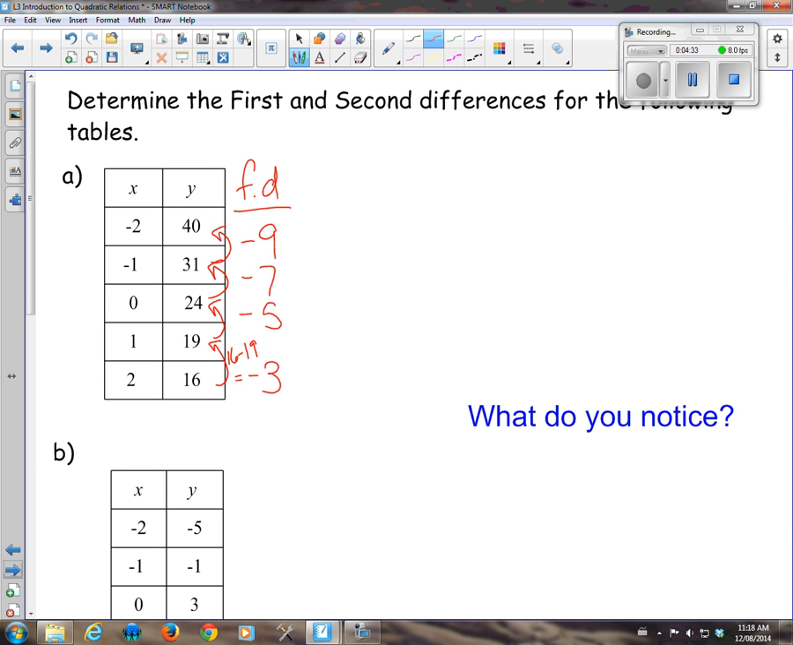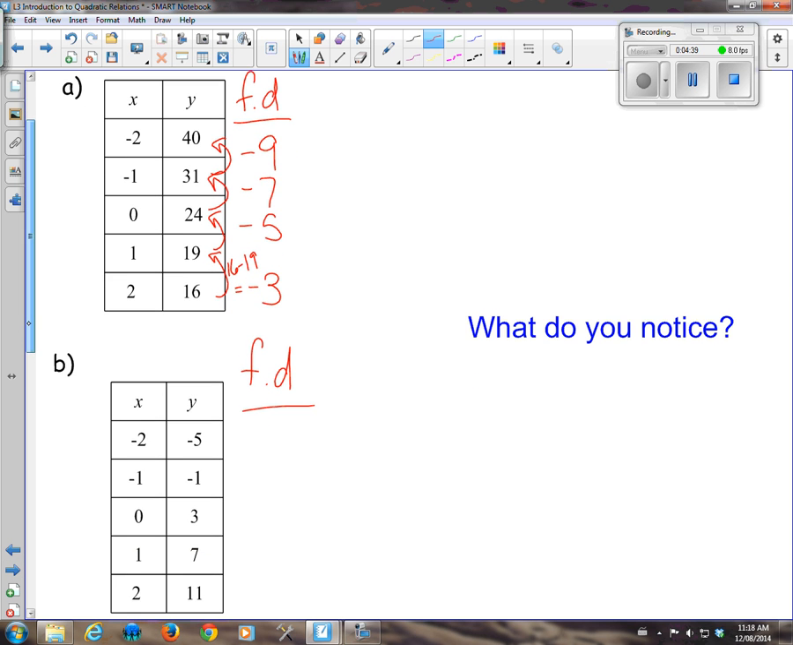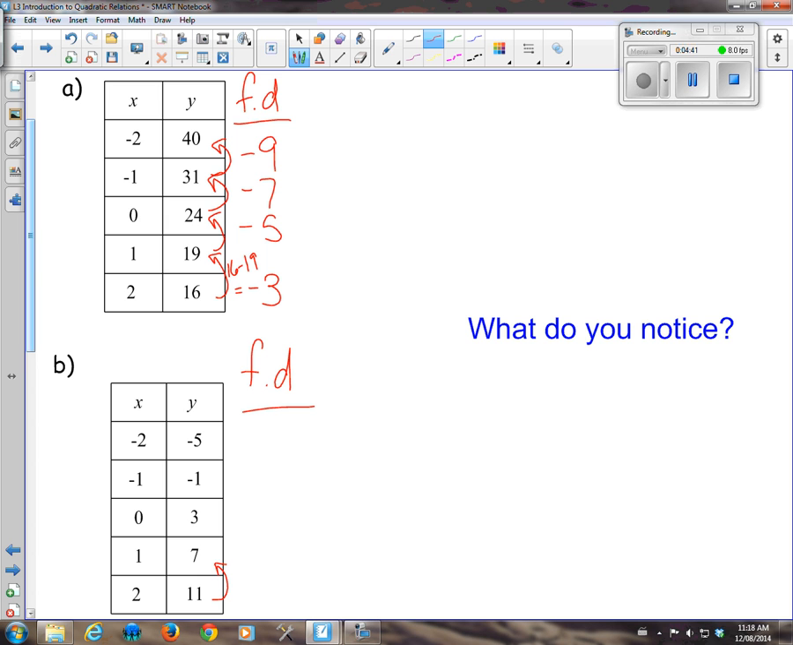And I can do that for both tables. Slide that down a little bit. 11 take away 7 is 4. 7 take away 3 is 4. 3 take away -1 is like 3 plus 1, so that's also 4. And -1 take away -5 is like -1 plus 5, so that's also 4. And we talked about the other day what it meant when the first differences were the same. When the first differences are the same, that would mean we have a linear relation or a linear graph.